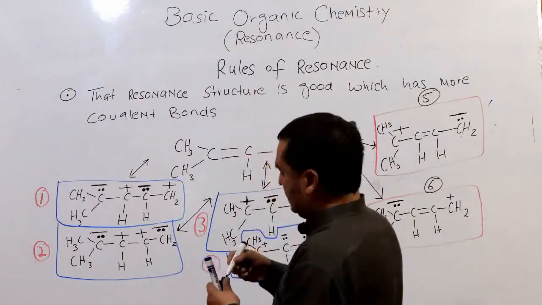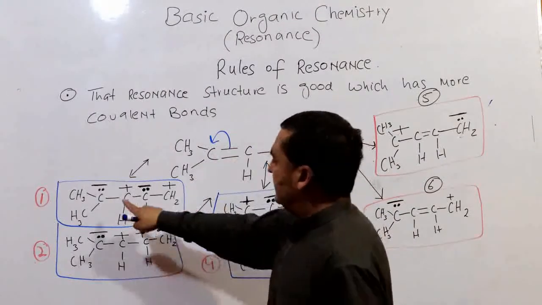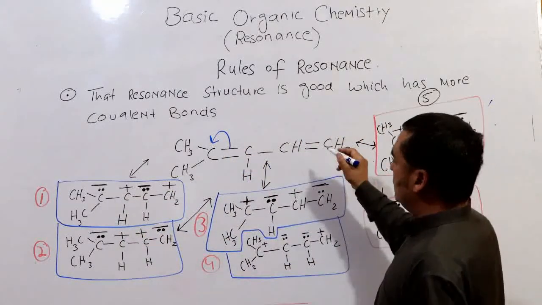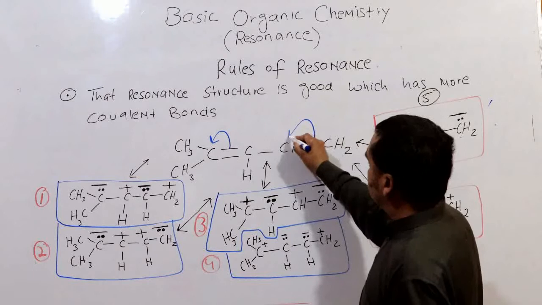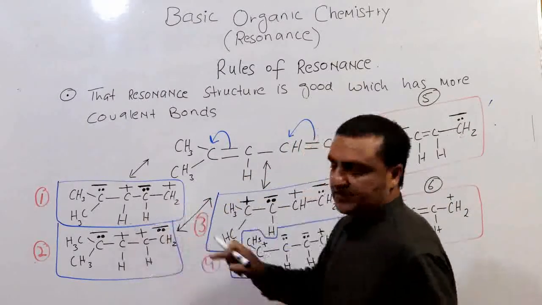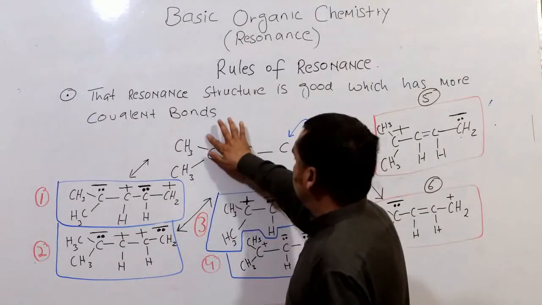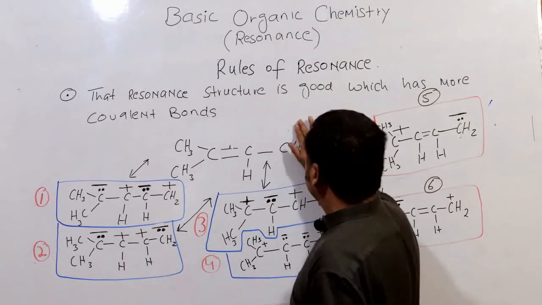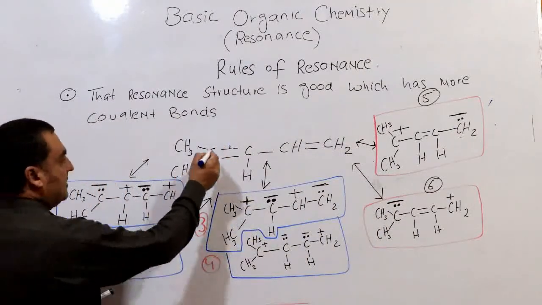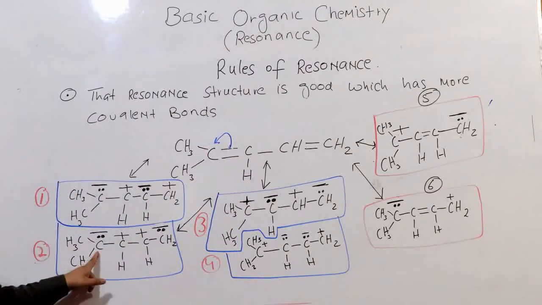When these electrons come and sit on this carbon, this will acquire a negative and this carbon will acquire a positive. And when those electrons come and sit on this carbon, this will acquire a positive and this will acquire a negative charge. This is one structure. Now what about the other structure? This one. Suppose those electrons come and sit on this carbon. Again, this is a valid resonance structure.